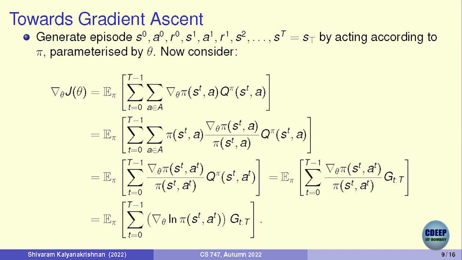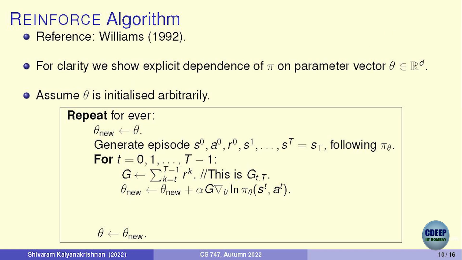So REINFORCE is the algorithm that will now start doing the gradient ascent based on this. This is again an old algorithm. It's due to Ronald Williams. The dependence on theta of pi is not being explicitly shown over here. And here's the algorithm. You start with some theta. That's your initial starting point. Now you want to start going up the gradient, doing stochastic gradient ascent.